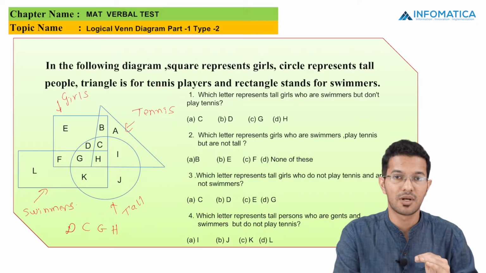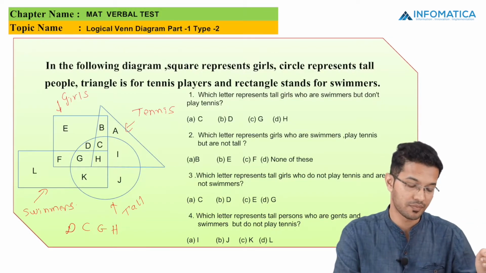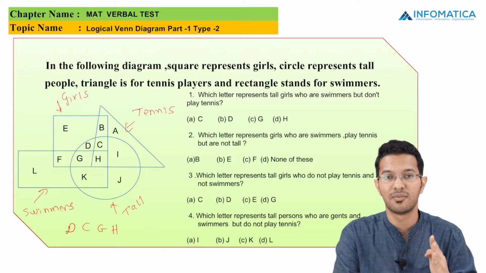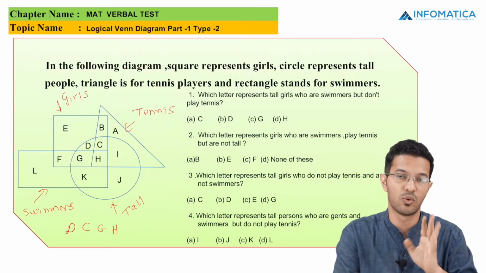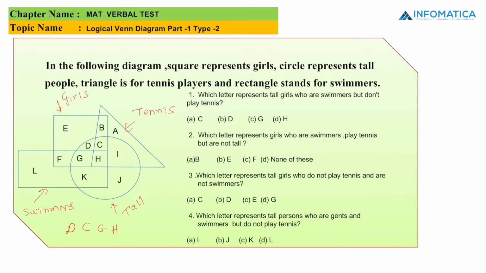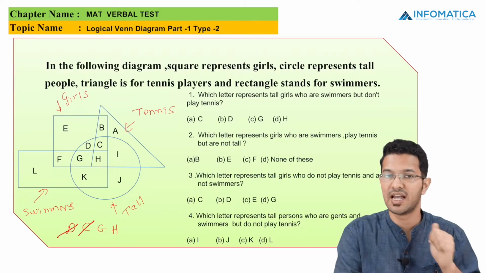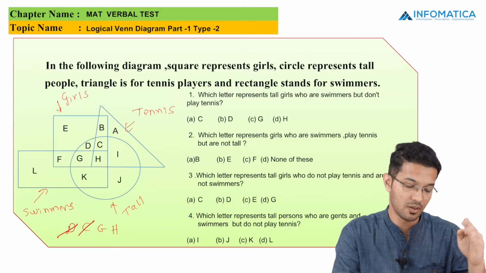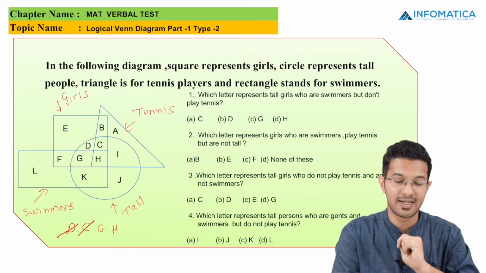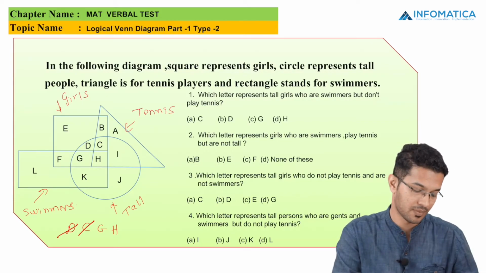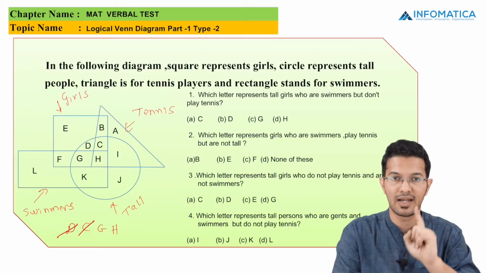So in short, I am considering the square, the rectangle and the circle. I need the alphabets which are common to all these three portions. So automatically I will discard D and C. So I am left with G and H. Now they need all these people but don't play tennis. Now tennis is represented by a triangle.